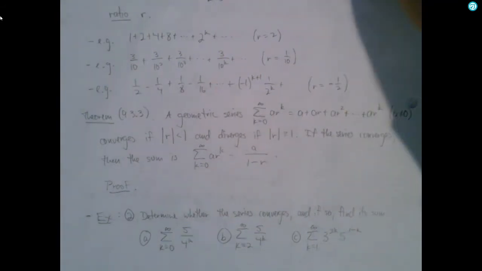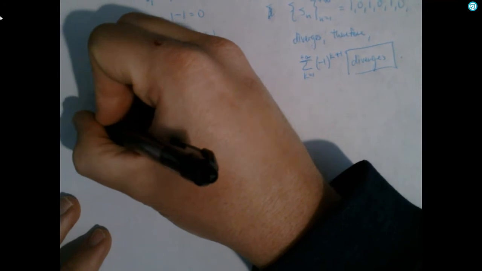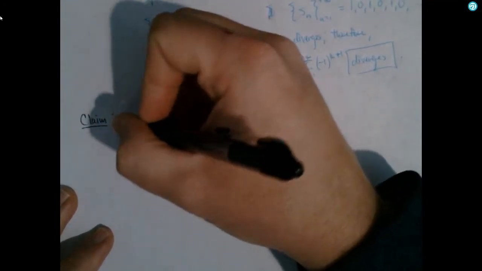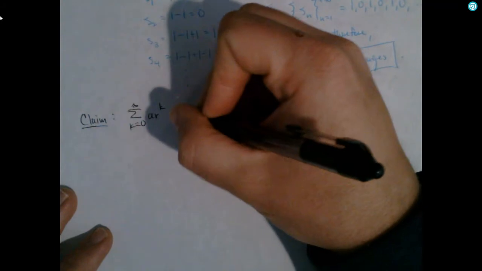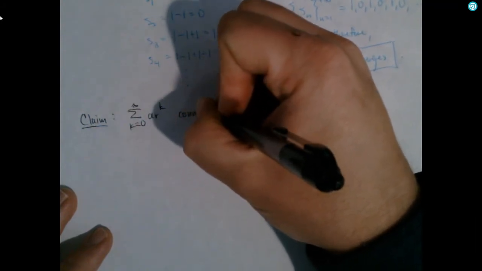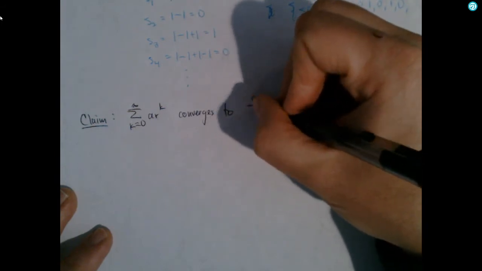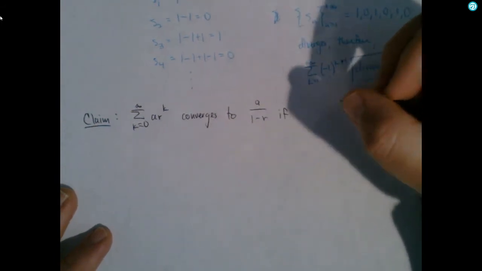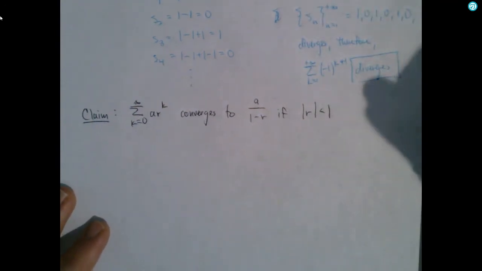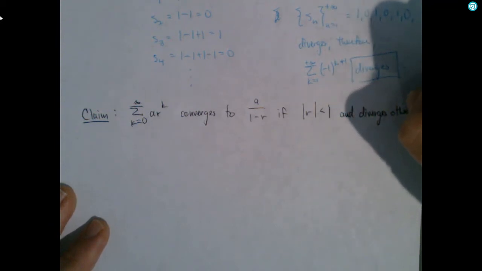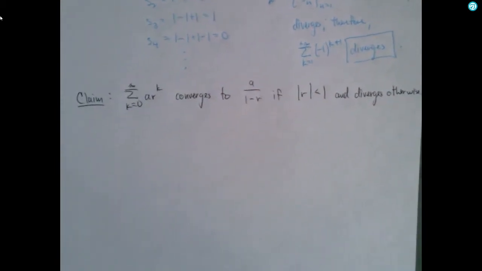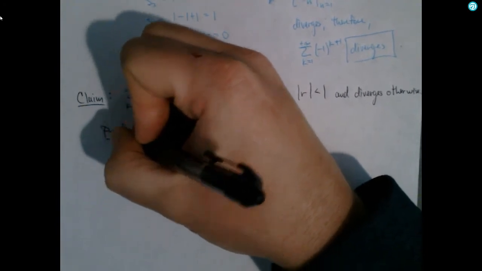So we're going to prove this thing. So let's see if we can prove it. Our claim is that the sum from k equals 0 to infinity of a times r to the k converges to a over 1 minus r if the absolute value of r is less than 1, and diverges otherwise. All right, so that's the claim that we want to prove. Let's see if we can prove it.